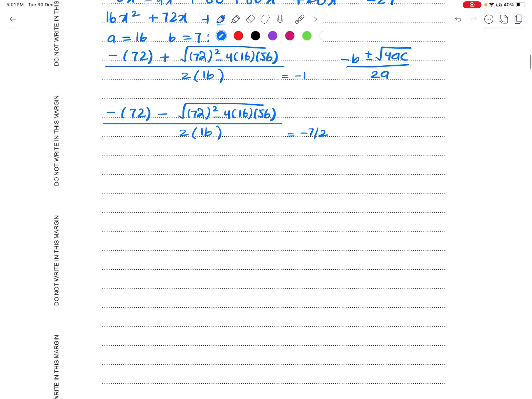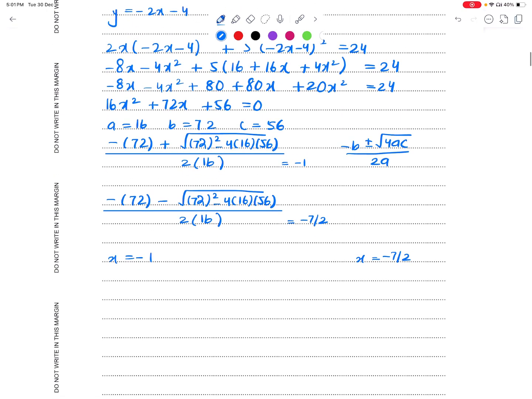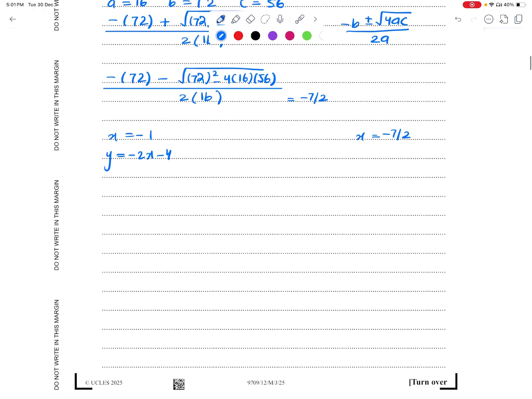You can always check your answers from your calculator as well. Now what I'm going to do is I have two values of x and I have an equation y is equal to -2x, -4. I'm going to plug in these values of x into this equation and that will give me a value for y. So y over here is going to be -2 and over here it's going to be 3. So that gives me two coordinates, which is basically my answer.